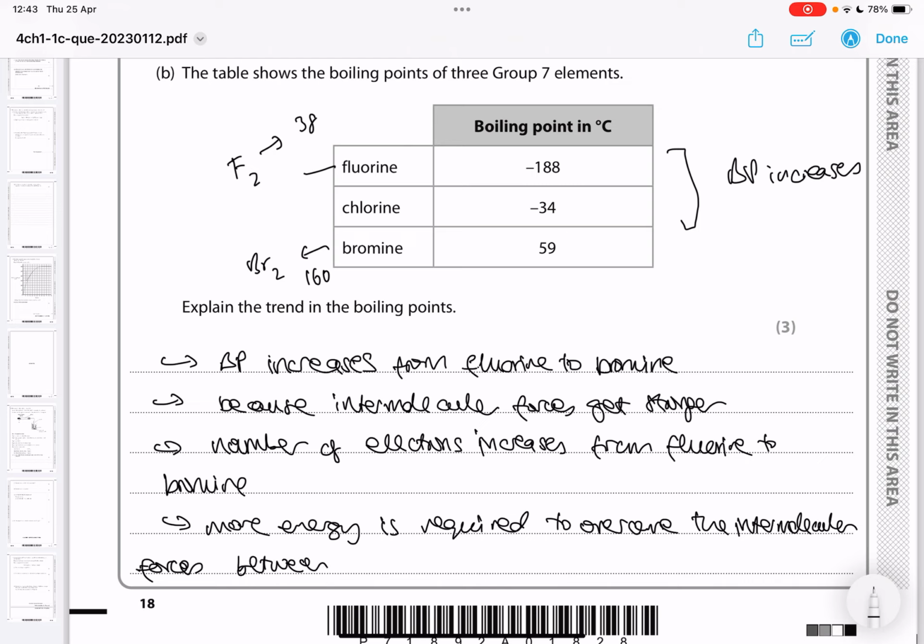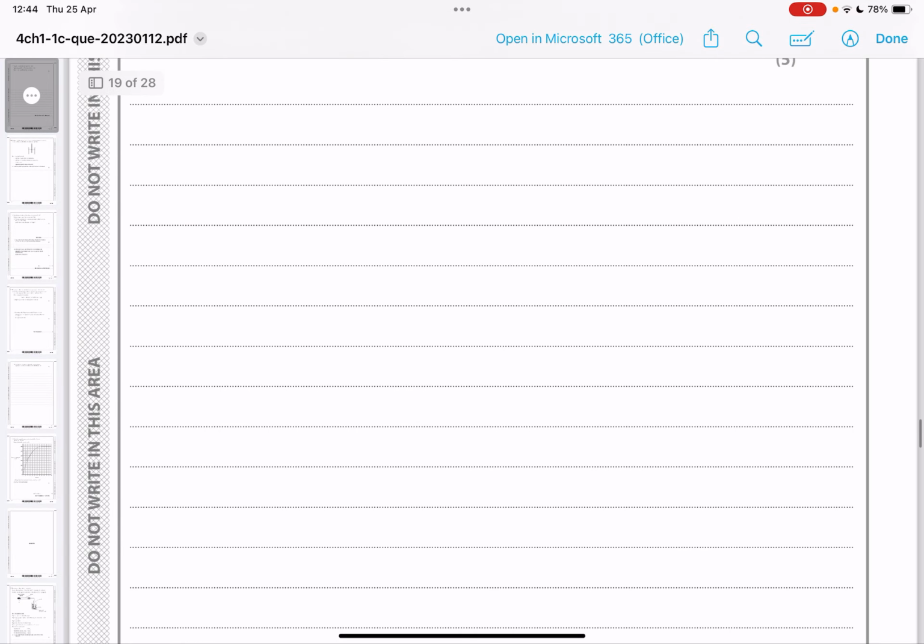between the molecules. And therefore, as a result, bromine has a much higher boiling point than fluorine. Okay, next question.